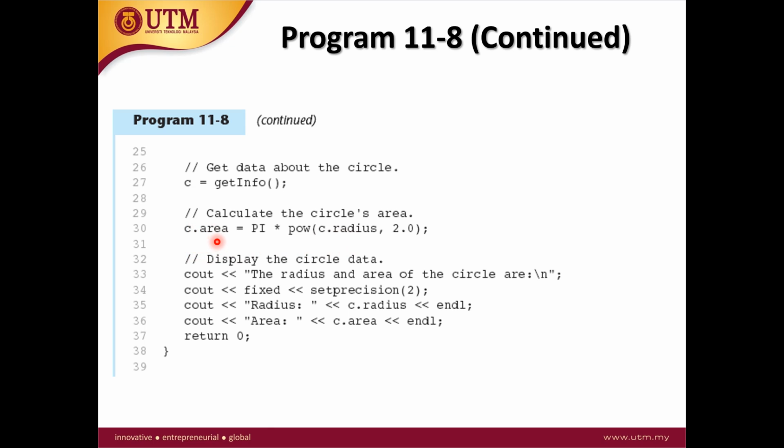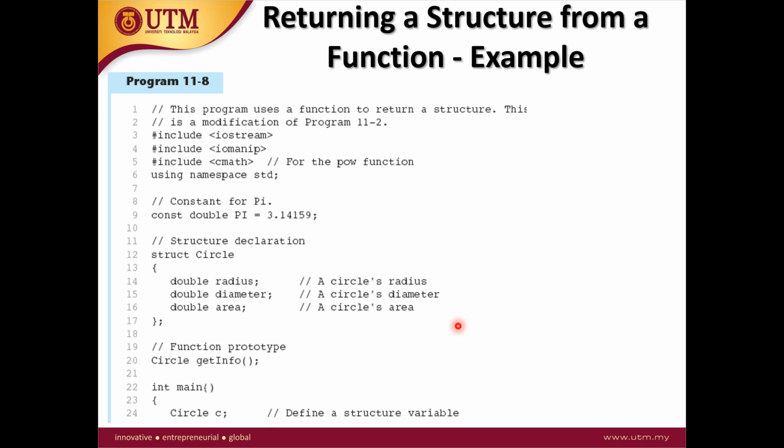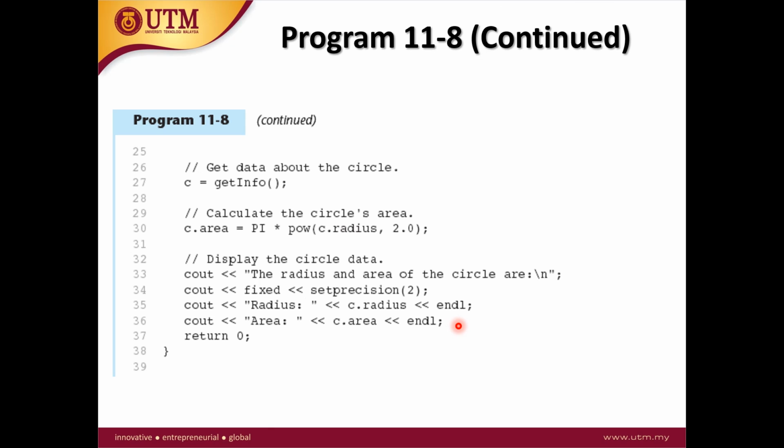So c.area equals pi multiplied by the power of c.radius, because we got the radius in the function we defined previously, and then we are printing those values. So this is how you can return a structure from a function. You can return all the members of a structure from any function.